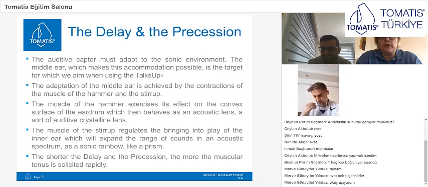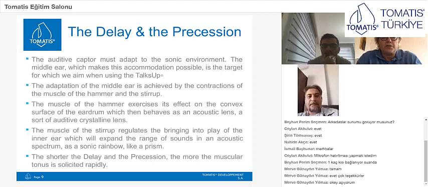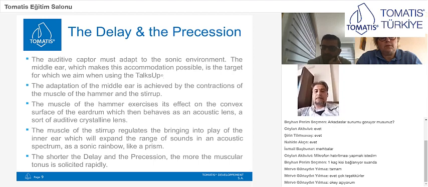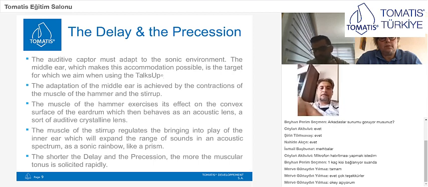So the adaptation of the middle ear is achieved by the contractions of the muscles of the hammer and the stirrup.